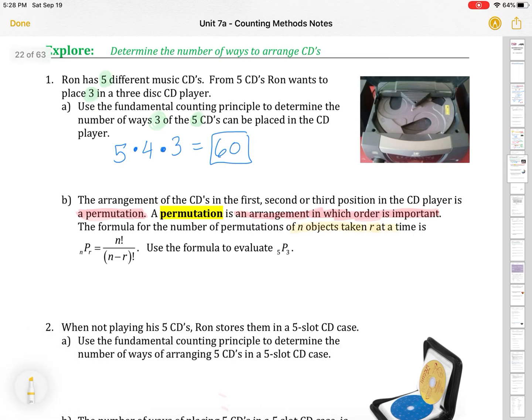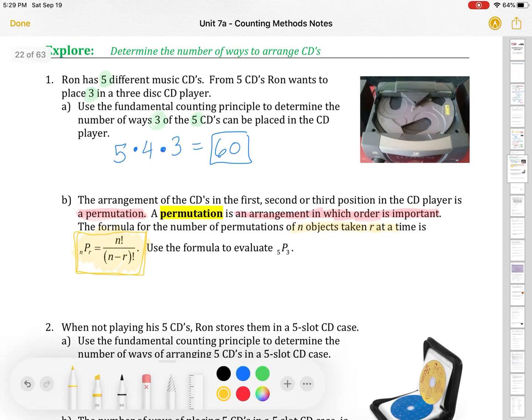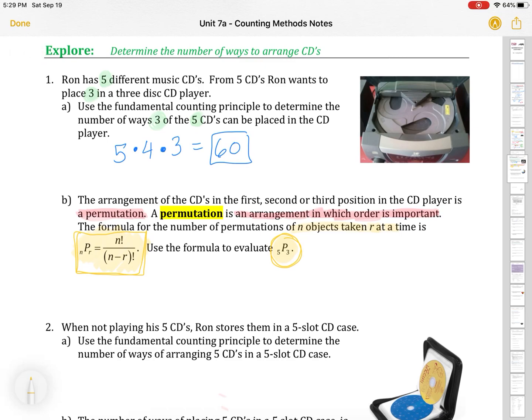The formula for the number of permutations of n objects taken r at a time is as follows. And we're going to see this quite a bit. We can also write it in the following way. This is what we're trying to evaluate. So basically we have 5 objects and we're picking 3. So 5 pick 3. How do we write that?